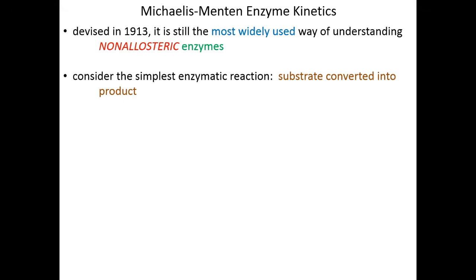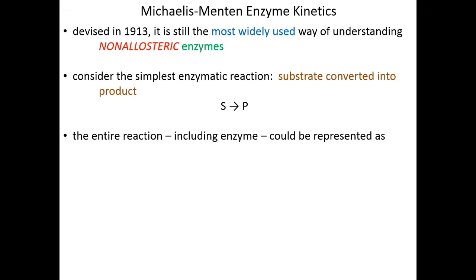Consider the simplest enzymatic reaction we can think of. Some single substrate is converted into some single product. We can think of that, if we remove the enzyme, as substrate becomes product. If we add the enzyme, we can represent this reaction as we already have, which is the enzyme and the substrate are independently in the same space. They come together to form the enzyme-substrate complex. That's where the enzyme gets to work to make transition state, and then once transition state is formed, that transition state collapses into product and enzyme lets go.